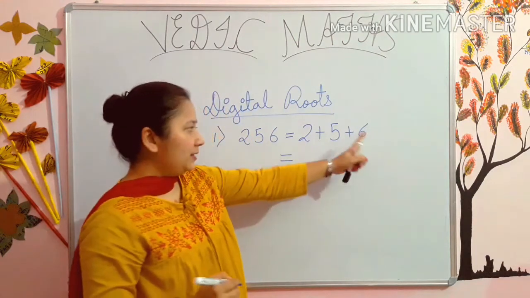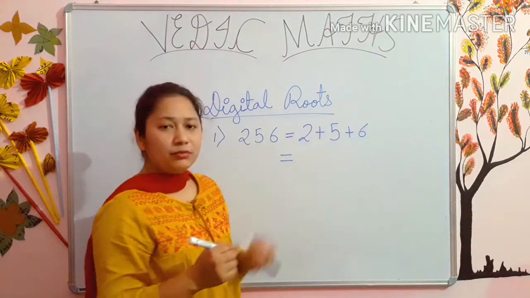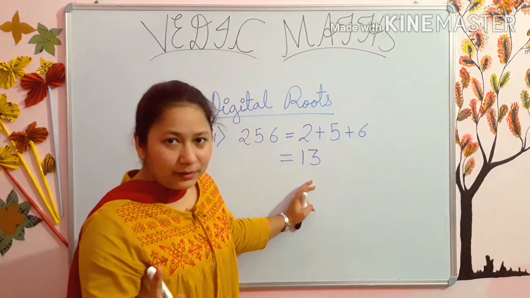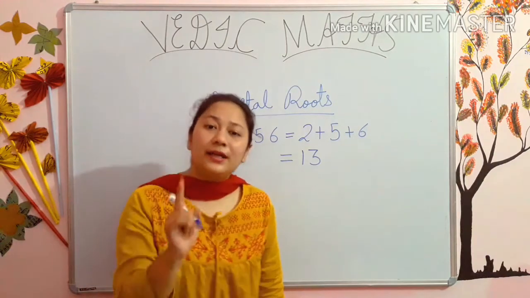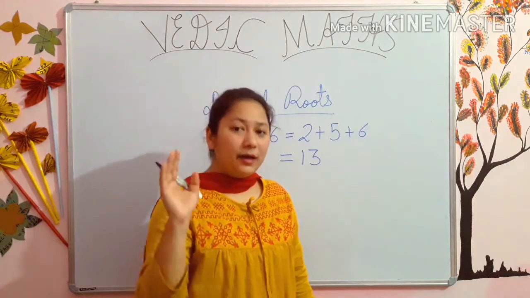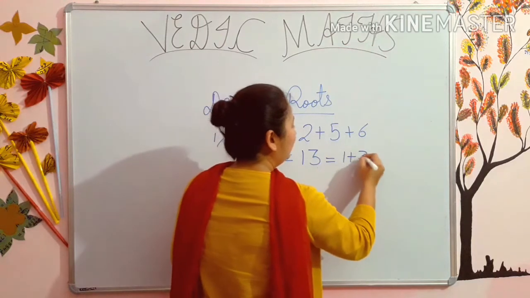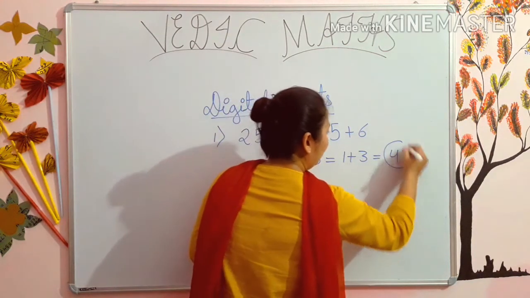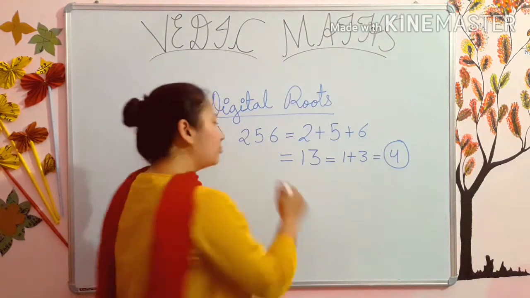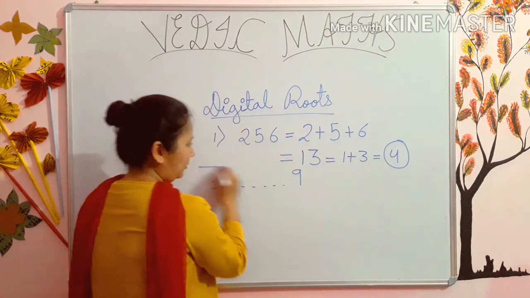2 plus 5 plus 6. Now add them. 6 plus 5, 11. 11 plus 2, 13. Now this is not your digital number. A digital number should be single digit. You have to add the number till it becomes a single digit. So again add them. 1 plus 3 and your digital root is 4. Means your digital root should be numbers from 1 to 9.